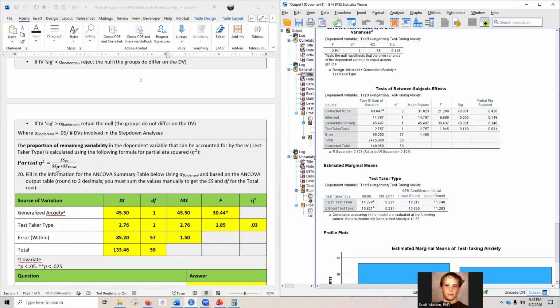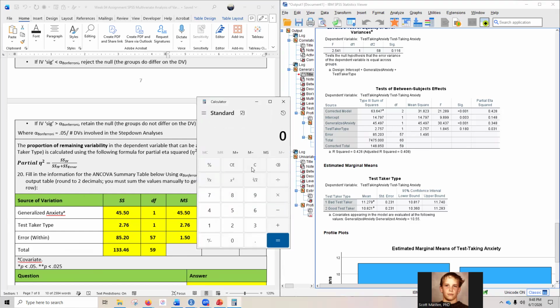There's the formula. Sum of squares IV plus sum of squares error, that and that. And you divide the sum of squares for the IV by the sum of these two things right here. Good Lord, that was confusing to even say. So I'm going to add this and add this to get the bottom of this equation.